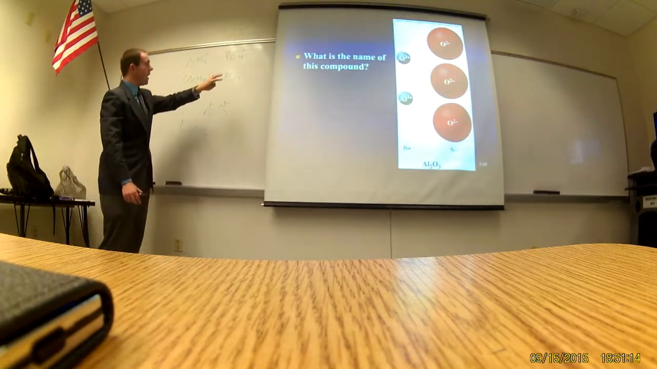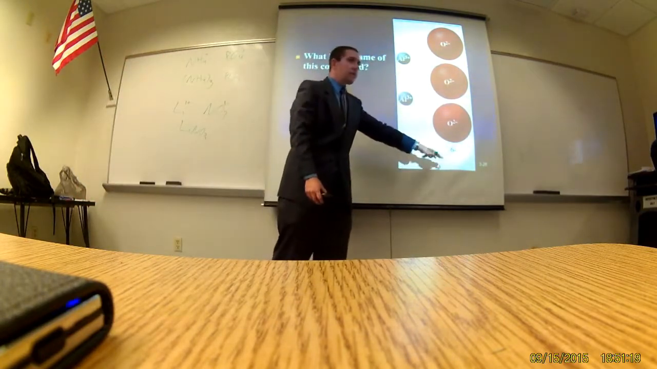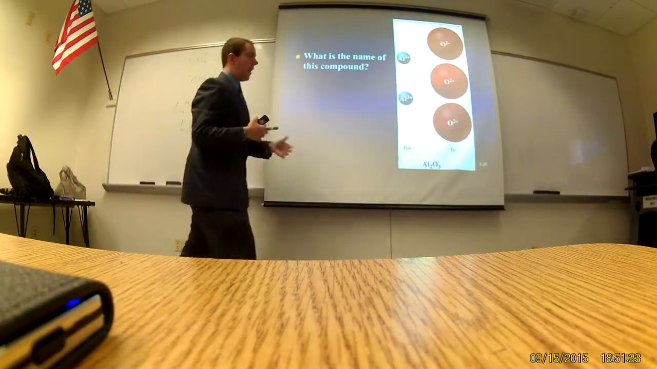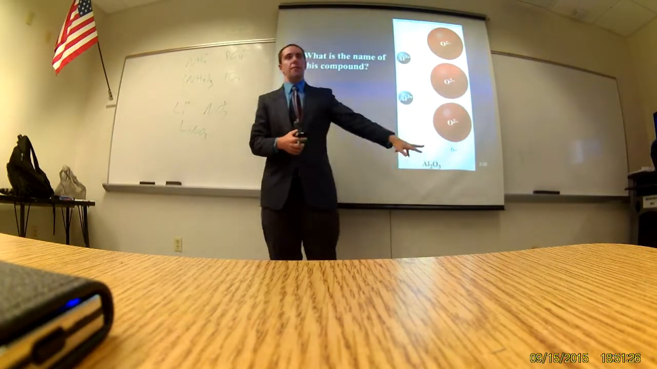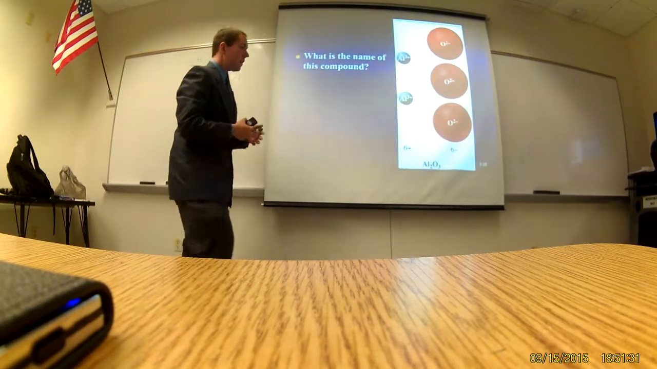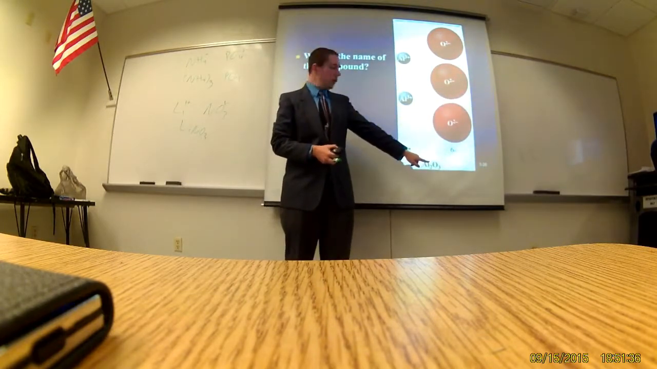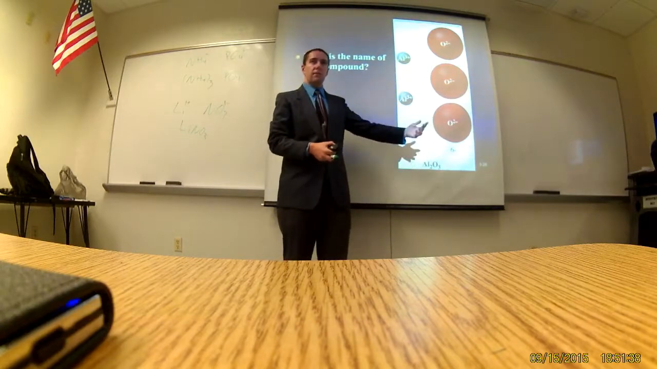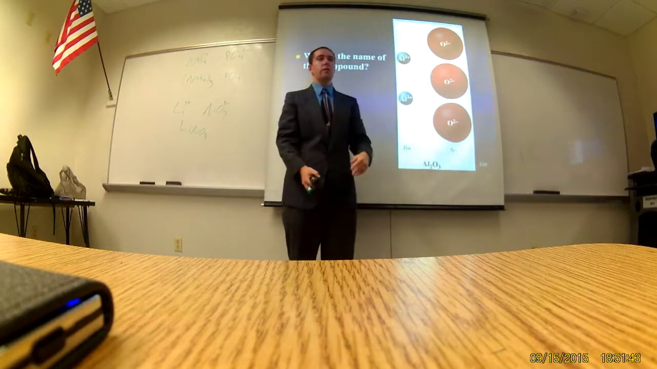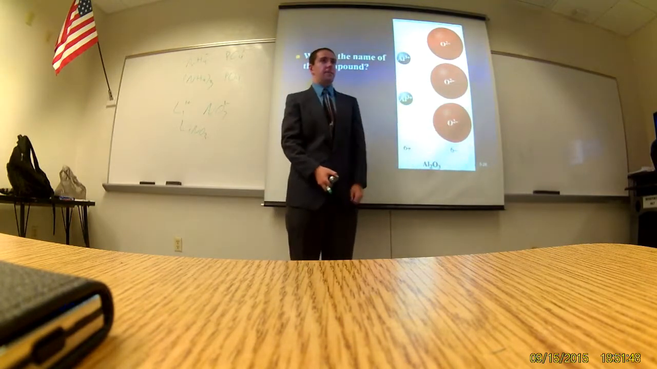Aluminum oxide. So now we're going in the opposite direction. Instead of taking names and writing formulas, you also have to be able to take formulas and go backwards to names. When you do that, you don't really have to pay attention to the subscripts unless you have to figure out which polyatomic ion you have. So here you can see there's aluminum and oxygen. Aluminum ion is always called what? Aluminum ion. An oxygen ion is always called what? Oxide. Aluminum oxide.